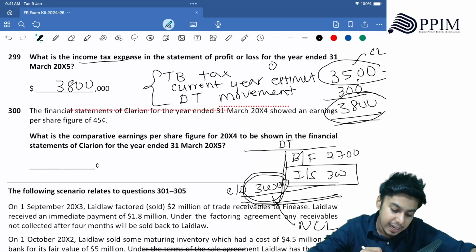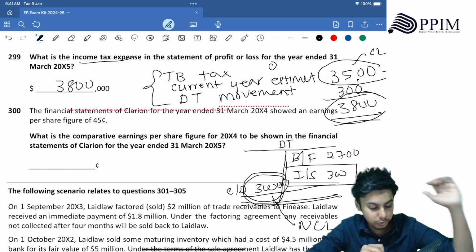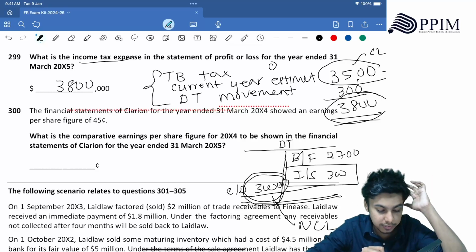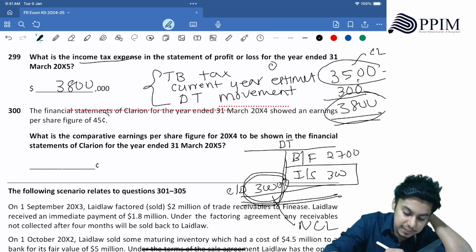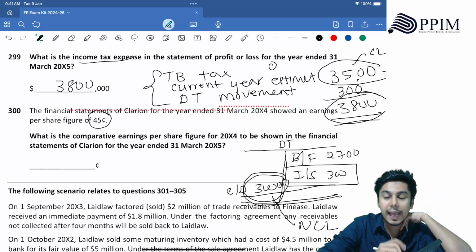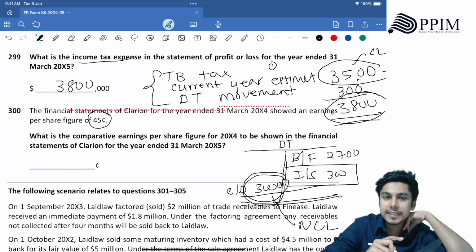Okay. They are asking what is the comparative earnings per share to be shown in the statement of financial position. Guys, now look at this. What's happening over here? They have given you last year EPS and they are asking you to restate. Now, normally, how do we restate? Now, first of all, guys, what is this restate earnings per share?